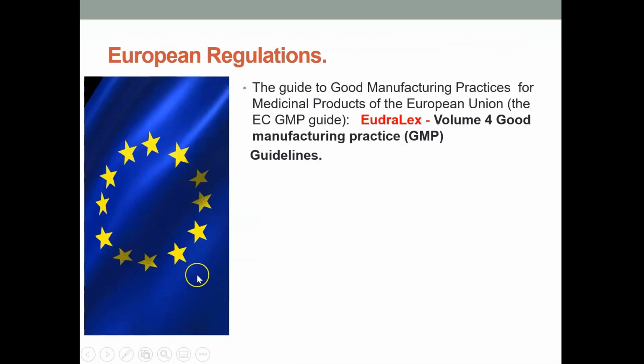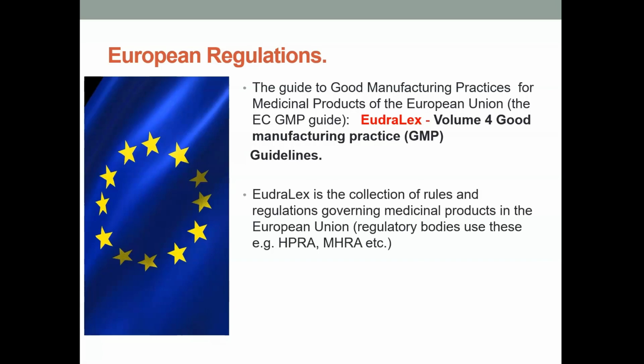The European regulations are called the EudraLex, Volume 4, Good Manufacturing Practices or GMP Guidelines. It's not something that rolls off the tongue very easily, but that's what we have in Europe. EudraLex is a collection of rules and regulations governing medicinal products in the European Union. All the regulatory bodies in Europe use these regulations, so the likes of HPRA, our own regulatory body here in Ireland, MHRA at the moment for the UK, depending on how Brexit goes, that may change down the line.